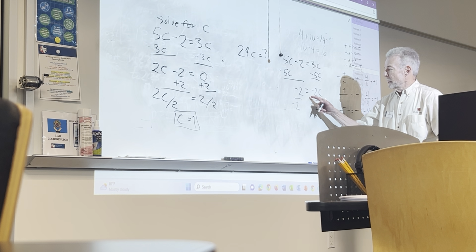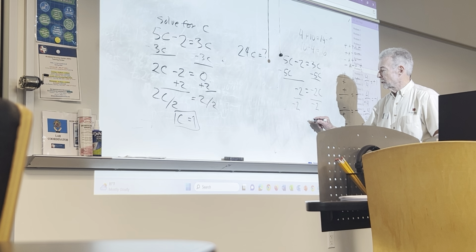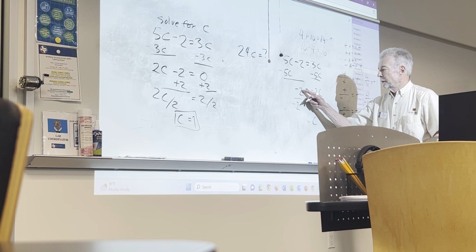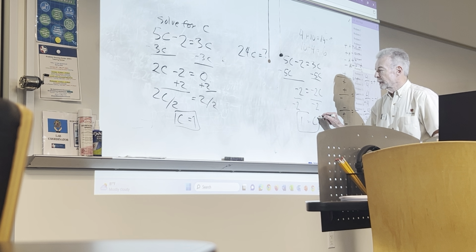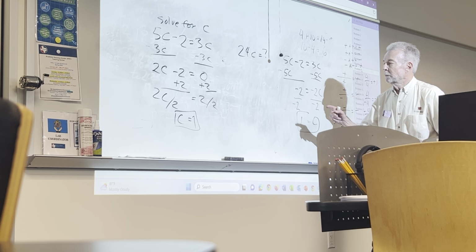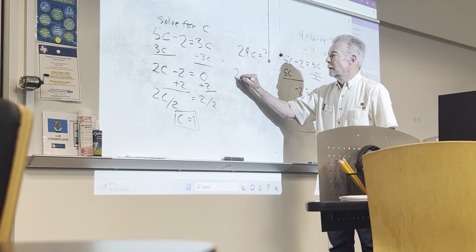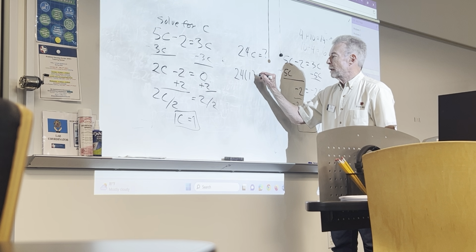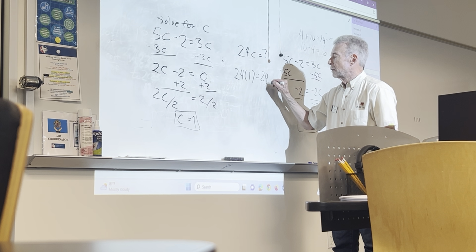Then, when we finish this, we had a negative divided by a negative, which is going to be a positive 1. Same here. So, yeah, we got the same answer. It just took a little bit more steps. Okay. The question before us was what was 24c? So we have to substitute in the c value of 1 and we get 24.